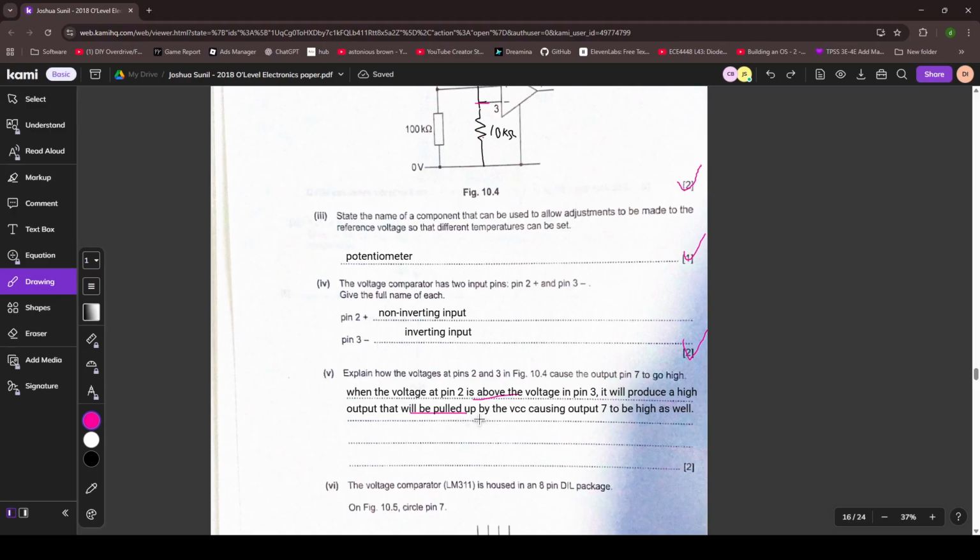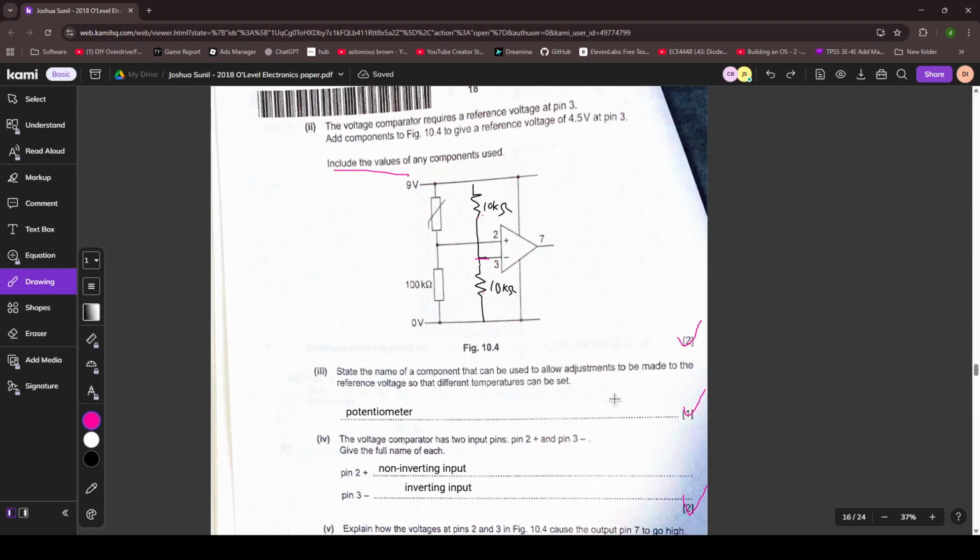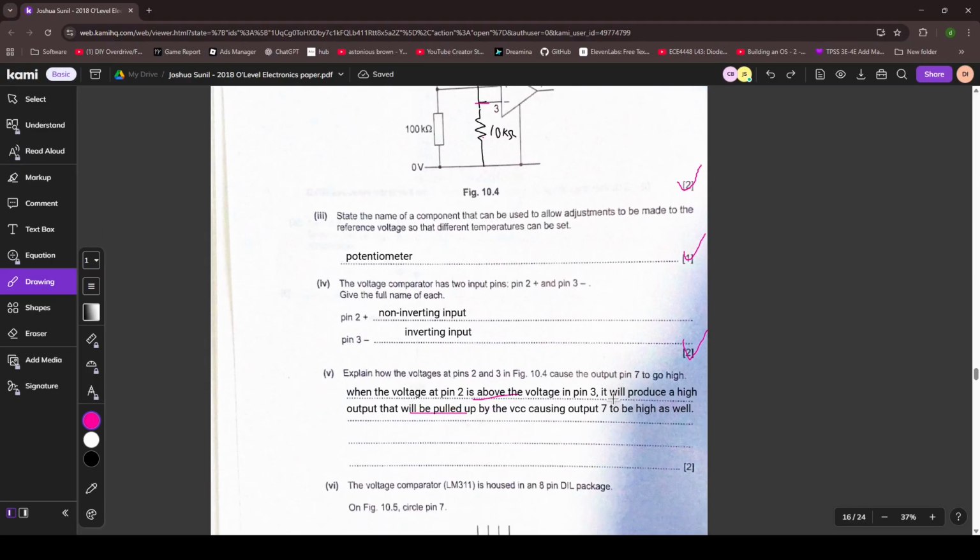When the voltage at pin 2 is greater than the voltage at pin 3, it'll produce a high output, yeah. Because the output pin tends to go high. I'll give you 1 mark.